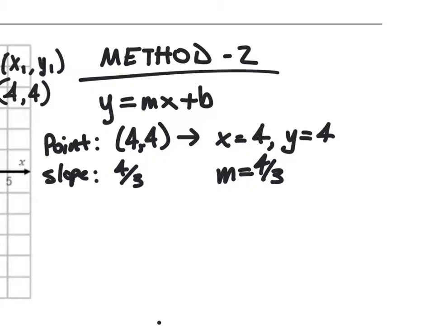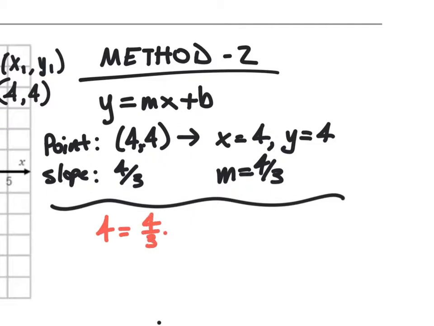Now, what you have to realize here is that I have a y, an m, and an x, but I don't have a b. But because I have these three values, I can plug them into this equation and solve for b. So let's do that. Instead of writing y, I'm going to write 4. So I've got 4 is equal to 4/3 times x, which is 4, so times 4 over 1, and then plus b. I don't know what b is.